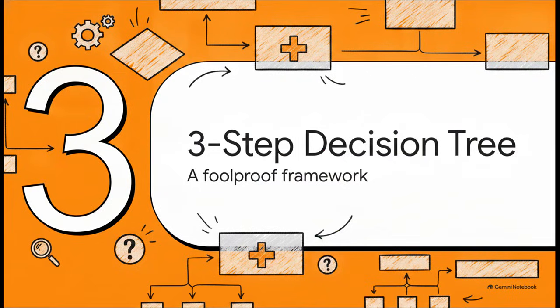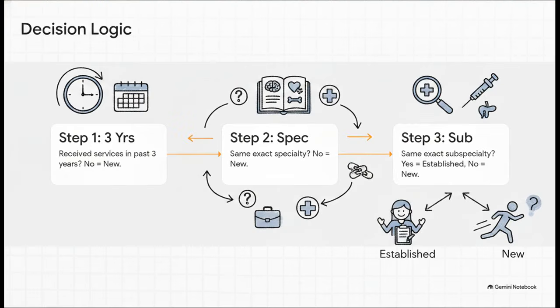All right, Section 3, the 3-step decision tree. To make this perfectly actionable when you're actually auditing a chart, let's use a mental flowchart. Just ask yourself these 3 questions in order. Step 1. Did the patient receive professional services from this provider or group in the past 3 years? If no, boom, stop right there. It's a new patient. If yes, move to Step 2.